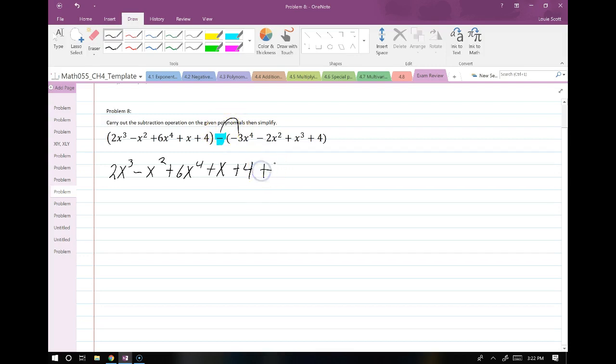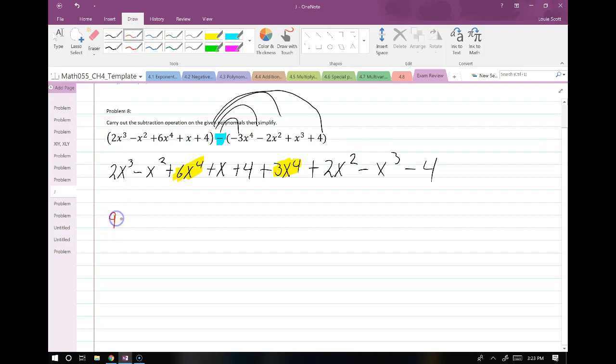So now I have a plus 3x to the 4th plus 2x squared minus x cubed minus 4. All right, I go through my process once again. So I see I have some 4th degree terms here. I'm going to go ahead and combine those. 6 plus 3 is 9, so 9x to the 4th.